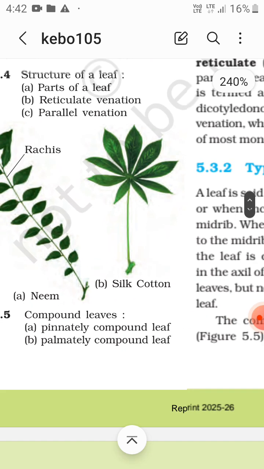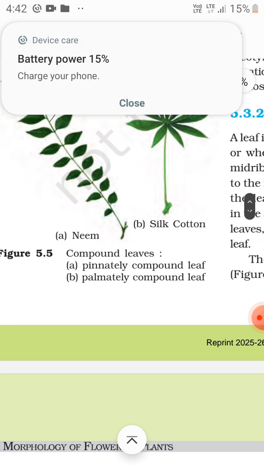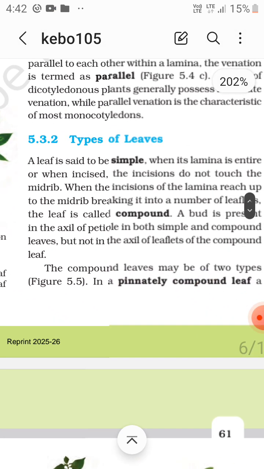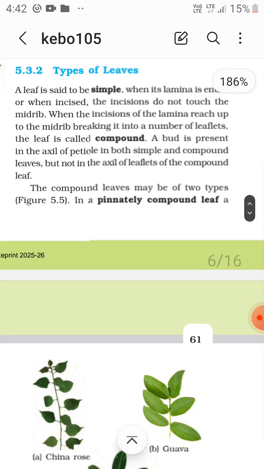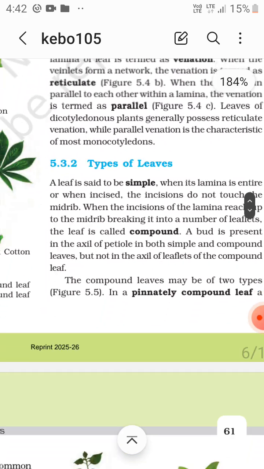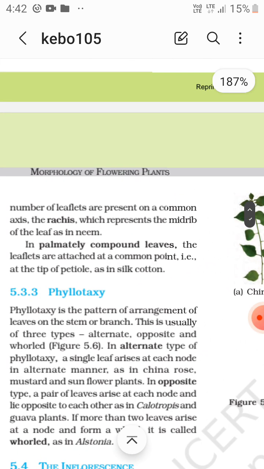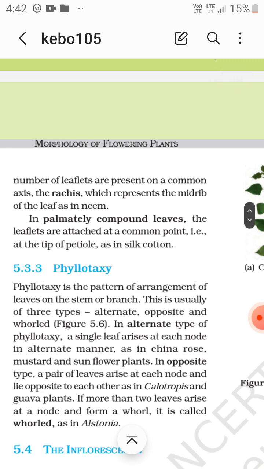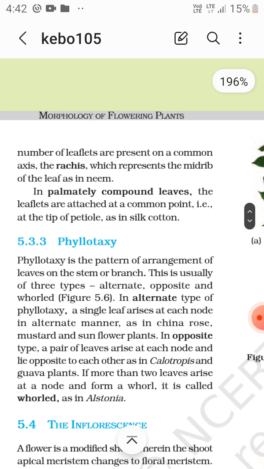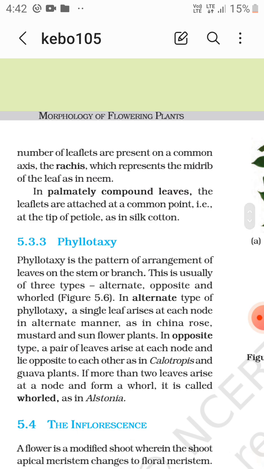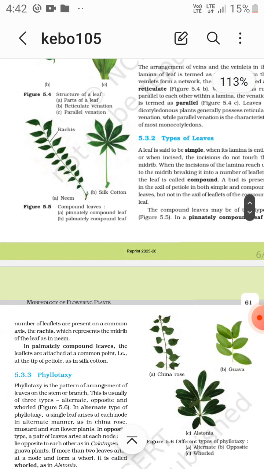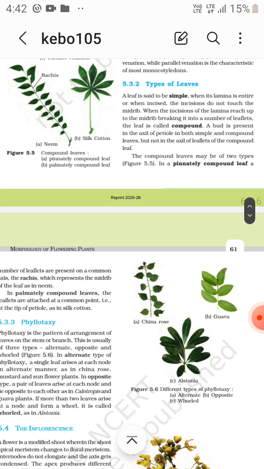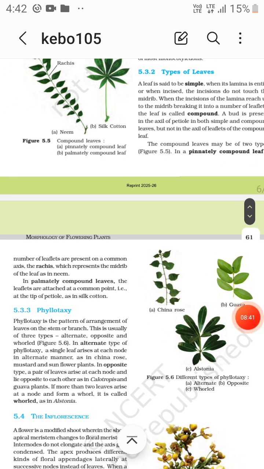Compound leaves may be of two types. First is the pinnately compound leaf, where a number of leaflets are present on a common axis, the rachis, which represents the midrib of the leaf, as in neem. Second is the palmately compound leaf, where the leaflets are attached at a common point, that is at the tip of the petiole, as in silk cotton. So the two types of compound leaf are pinnately compound, example neem, and palmately compound, example silk cotton.